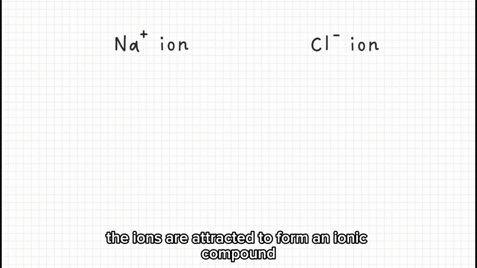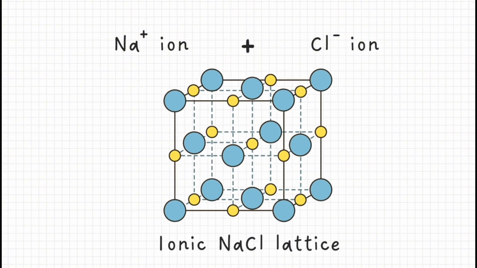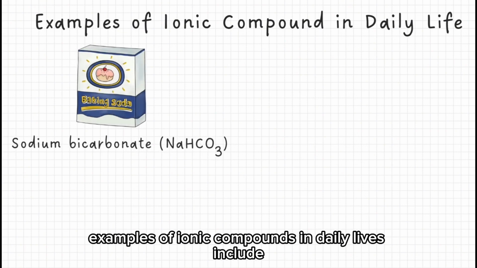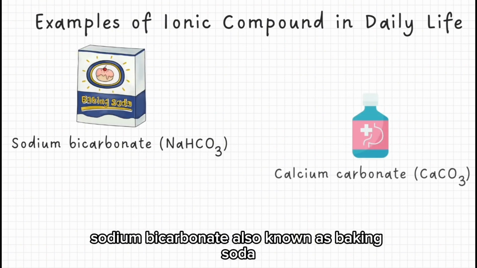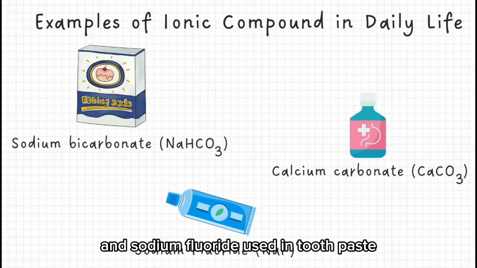The ions are attracted to form an ionic compound with a lattice structure, sodium chloride, which is table salt. Examples of ionic compounds in daily life include sodium bicarbonate, also known as baking soda, calcium carbonate used in antacid tablets, and sodium fluoride used in toothpaste.